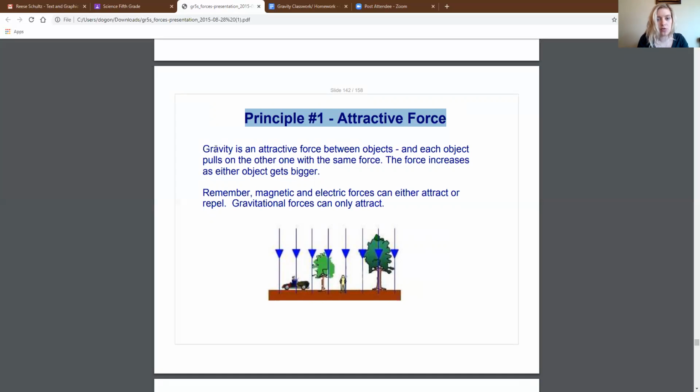So go ahead and write down: gravity is an attractive force between objects, and each object pulls on the other with the same force, okay? The force increases as either object gets bigger, okay? Just because an object is bigger doesn't mean it has more gravity, okay? So it's just increasing the force of the gravity.